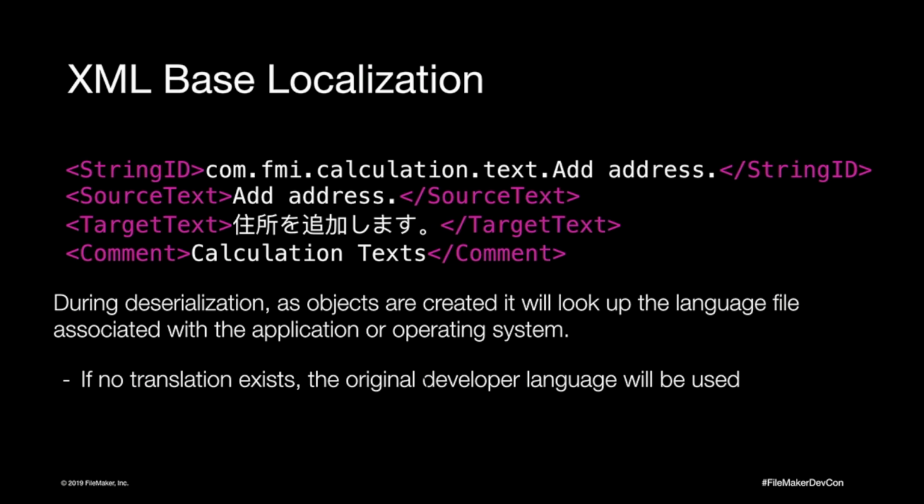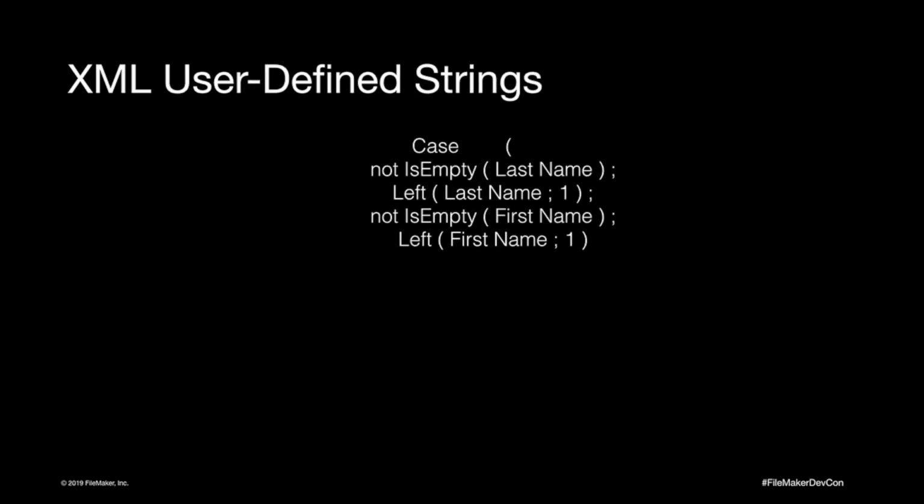At FileMaker, we use English as our development language, so that's all of our source text. We then hand it over to our translators, and here it's been translated to Chinese. We provide comments to let the translators know that this is part of a calculation. It gives them context to give the right phrasing. And with that key value pair, we can generate a full solution.